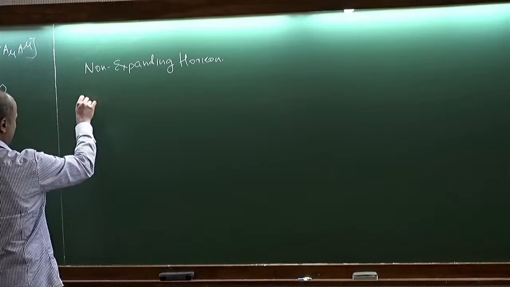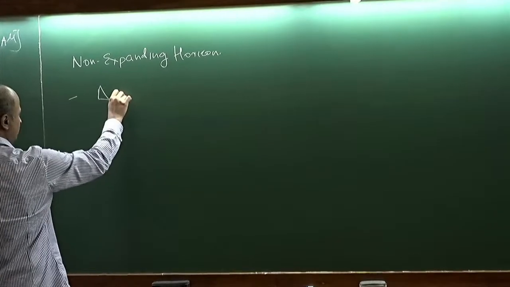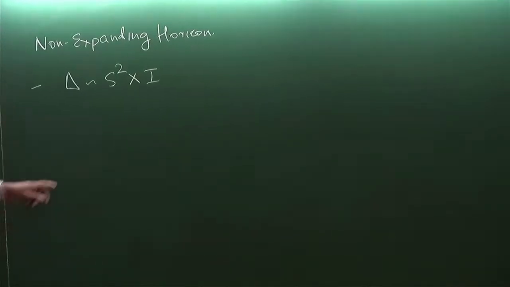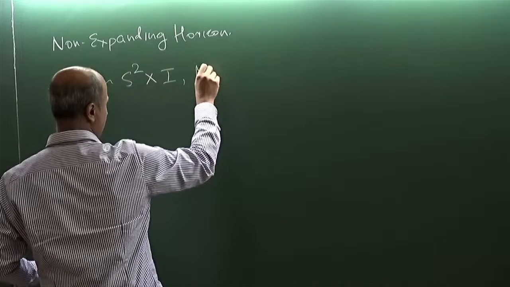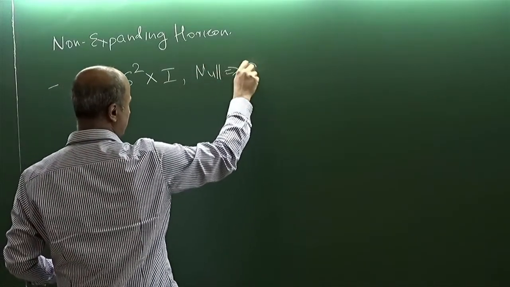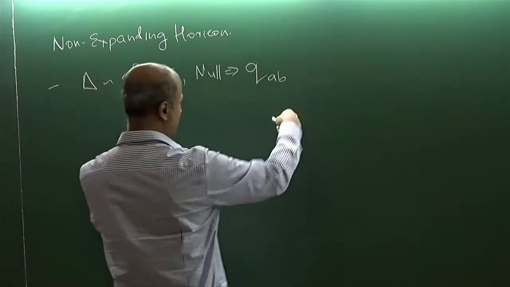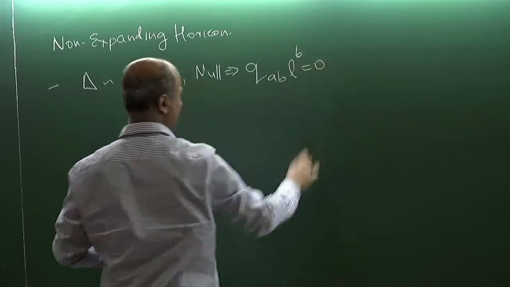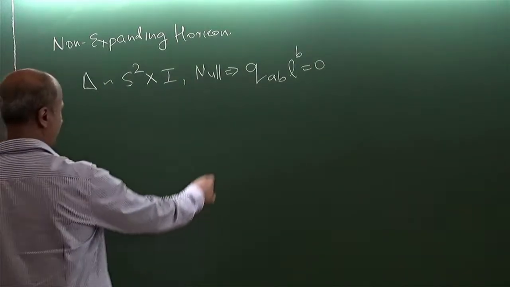Then what's a non-expanding horizon? Well, it is a three-surface, let's call it delta here, which is topologically sphere cross some interval of the real line. So this is meant to be time, and this is the cross-section of the horizon, and this should be a null surface. So this implies it has a metric Q, where Q is degenerate, and Q has a degenerate direction, let's call it L. So there is a vector field that is tangent to the horizon, that's L, which when acted upon by Q gives you 0.